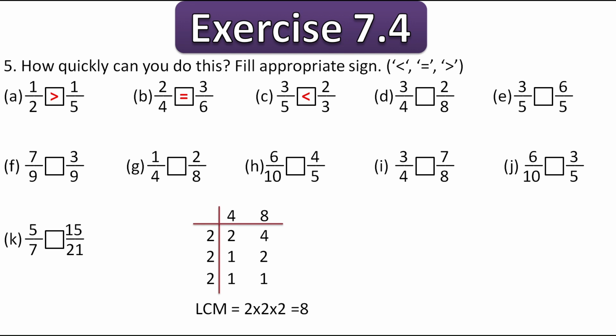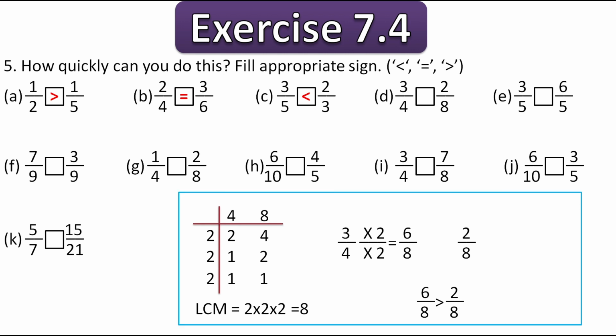Okay, so let's take the first fraction, that is 3 upon 4, and multiply with 2 so that we will get denominator as 8. Okay, now let's take the next fraction. Here already we have 8 at the place of denominator. So when we compare these two fractions, we understood that 6 upon 8 is greater than 2 upon 8. So 3 upon 4 is greater than 2 upon 8.